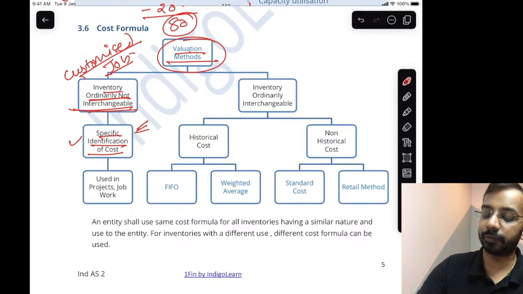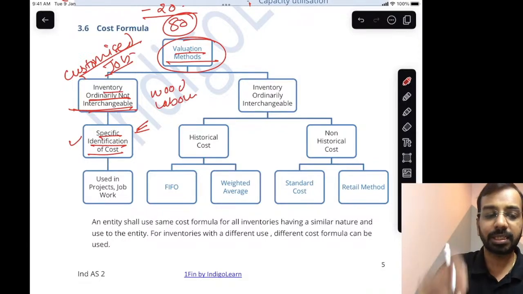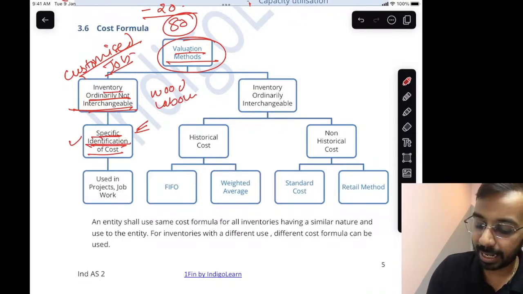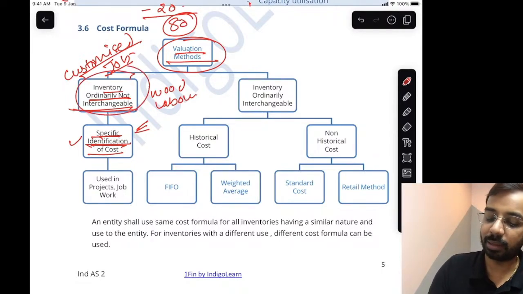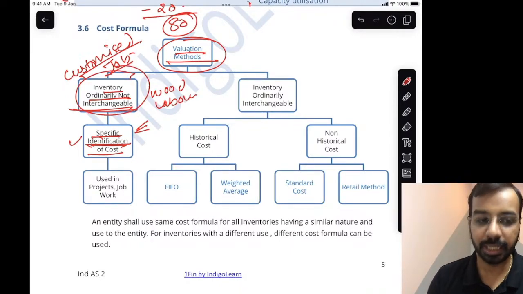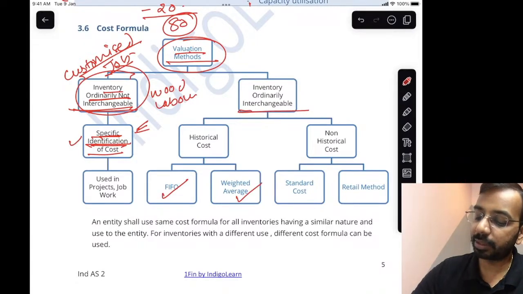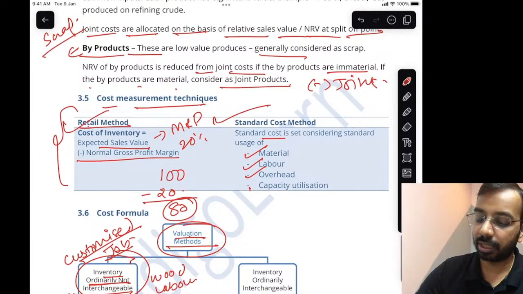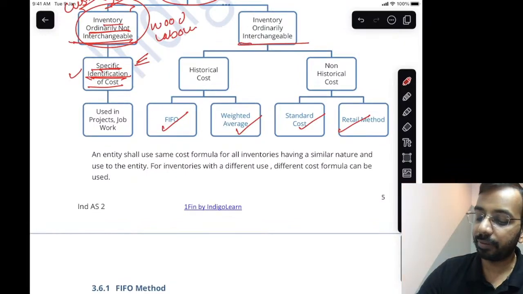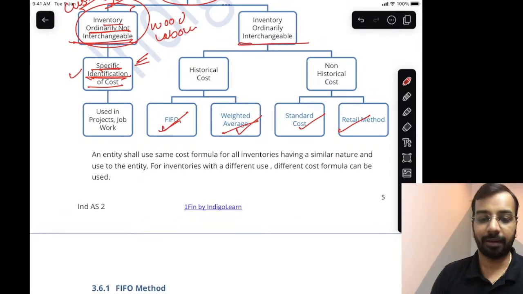So for example, for the furniture, what is the value of wood gone, what is the labor? For each job, you have to specifically identify. This is only applicable when inventory is not ordinarily interchangeable. If it is ordinarily interchangeable, then you can use FIFO method, weighted average method, standard cost method, or retail method. So standard cost we have seen here, retail method we have seen here. Then we have FIFO and weighted average method.